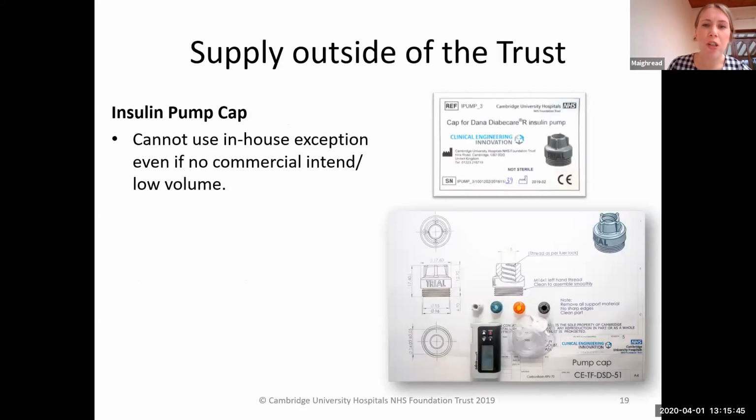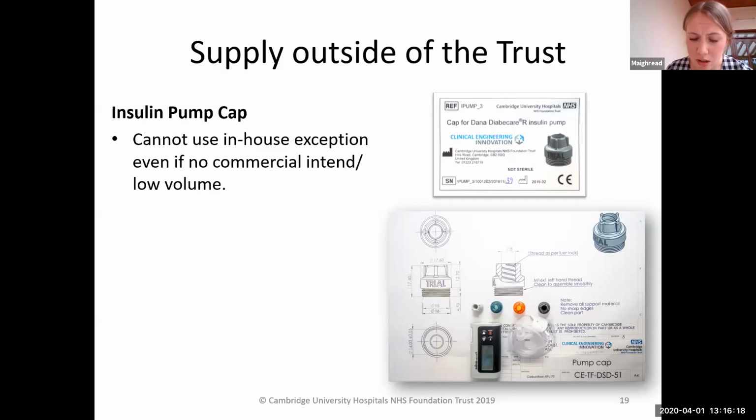Another conformance route that we have issues with is if we wish to supply something outside of our own trust. So we had a request from the university that was running a research trial in partnership with the trust, and they wanted a device manufactured for this. It was very low volumes. There was no commercial potential in the product, but still, for us to be able to supply it to the university for their trial, we had to put a CE marking on the product.